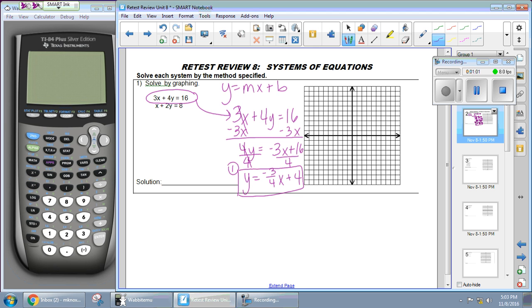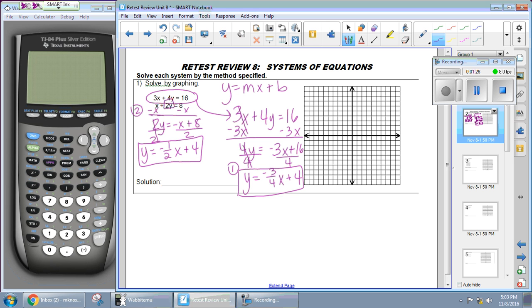And then my second equation, I'm going to go ahead and get that one. I'm going to subtract x from both sides, trying to get y by itself. So now I'm left with 2y equals negative x plus 8. Divide both sides by 2. I get y equals negative 1/2 x plus 4.